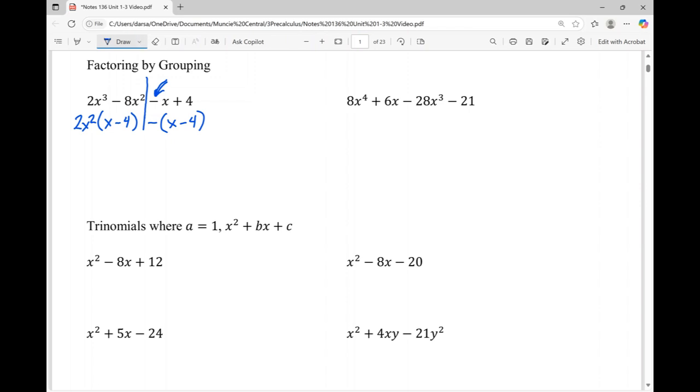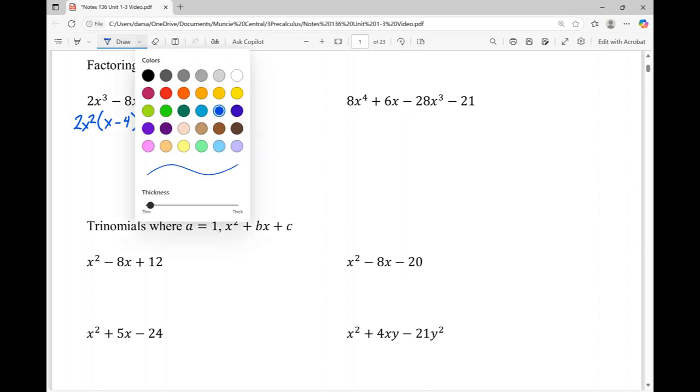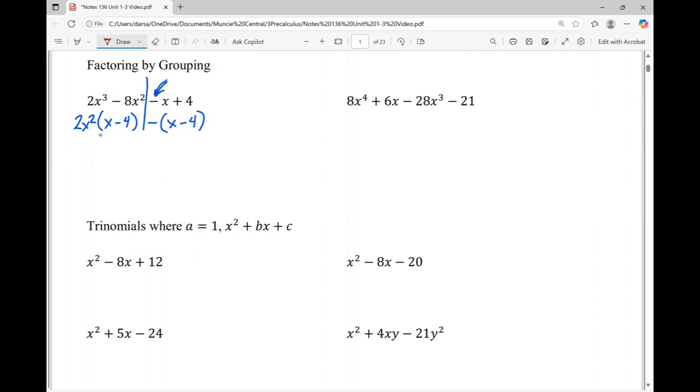But what do we see that's common between these two halves now? What do they now have in common that's a little funky looking? Well, they both have this x minus 4 in common. So that is going to be what we factor out of the two big halves. So just like we took 2x squared out of that front half, we're going to take x minus 4 out of these two big halves.